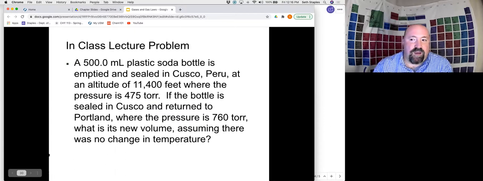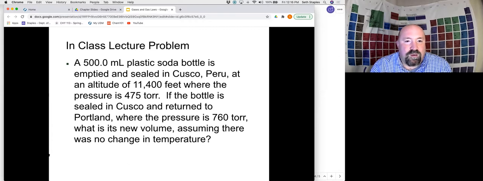Another example for you to try. Here we have a 500 milliliter plastic soda bottle emptied out and sealed in Peru at an altitude of 11,400 feet, where the pressure is 475 torr. We then take the bottle to Portland, where the pressure is 760 torr. We want to know what the new volume is, assuming there was no change in temperature. So go ahead and pause the video now, apply Boyle's Law to this, and see what you can find.